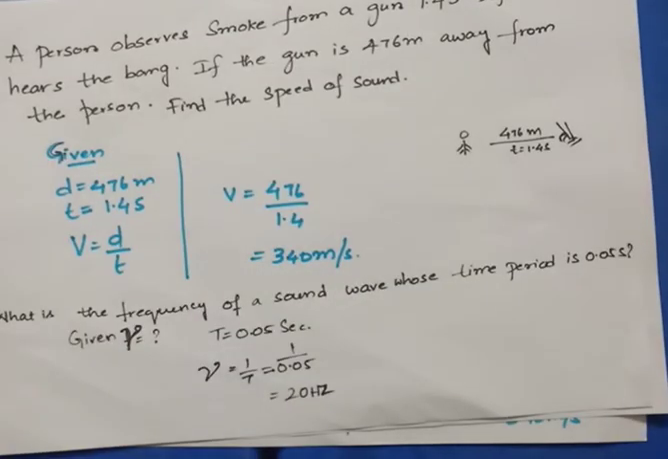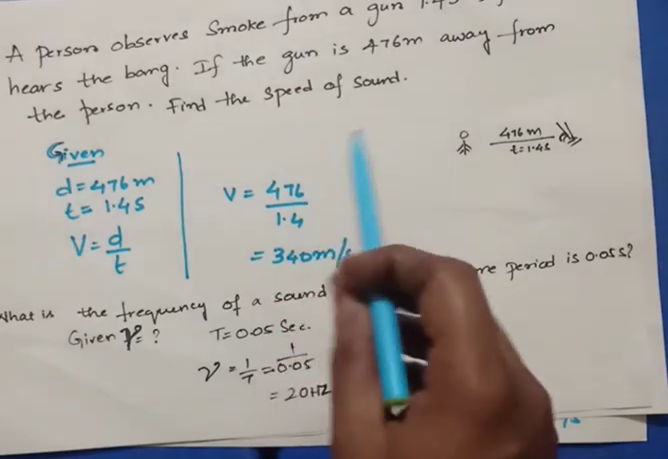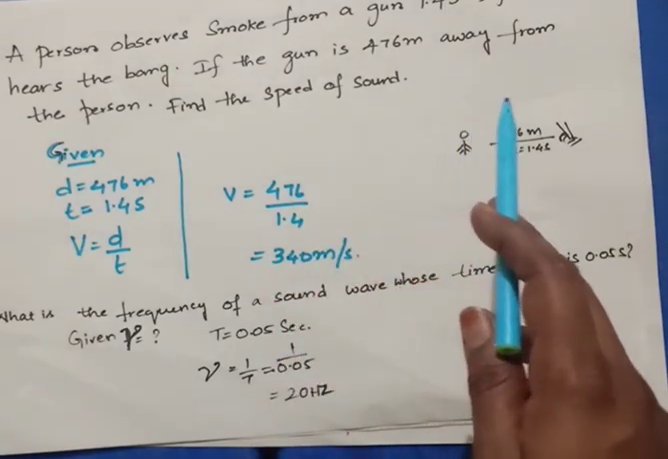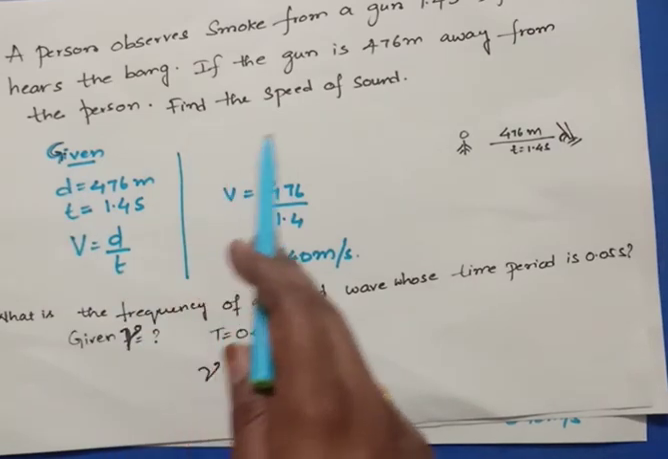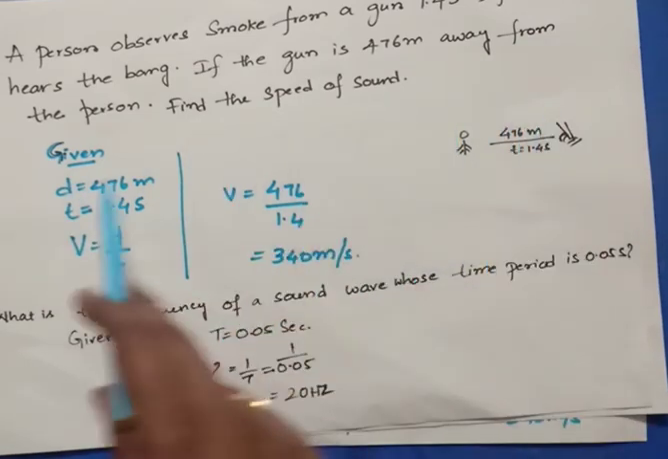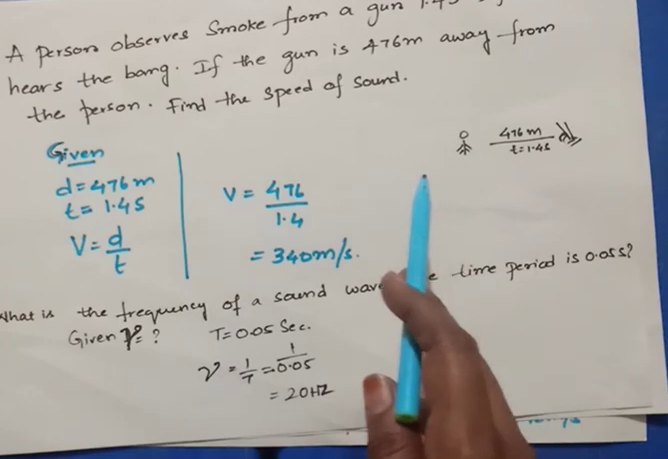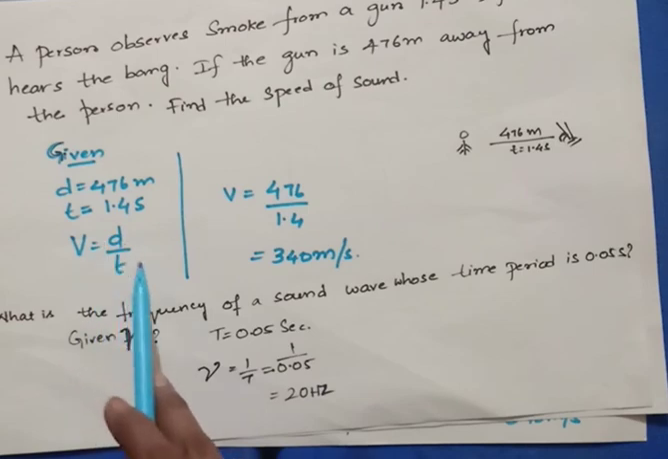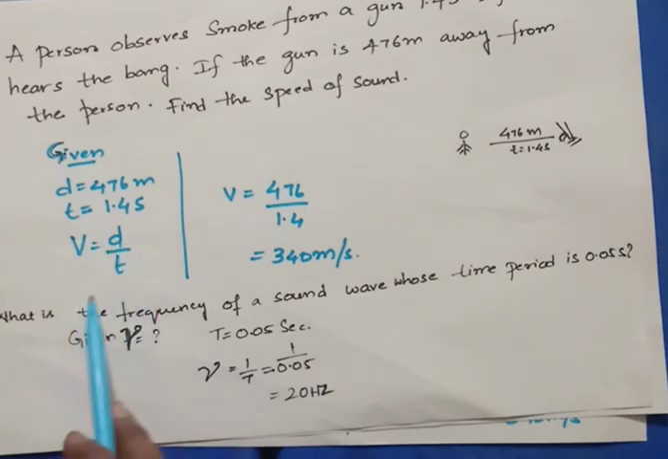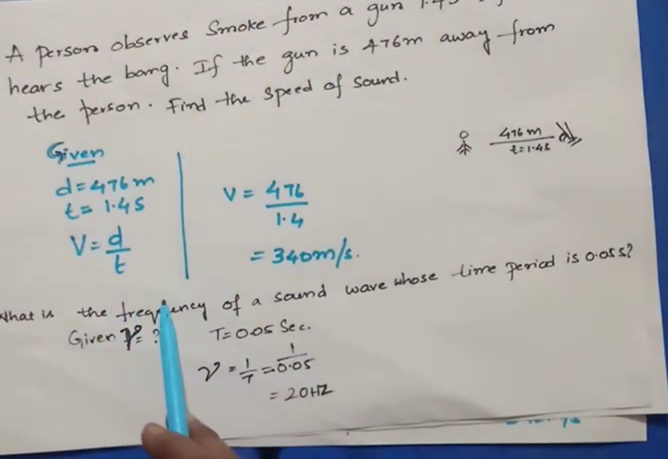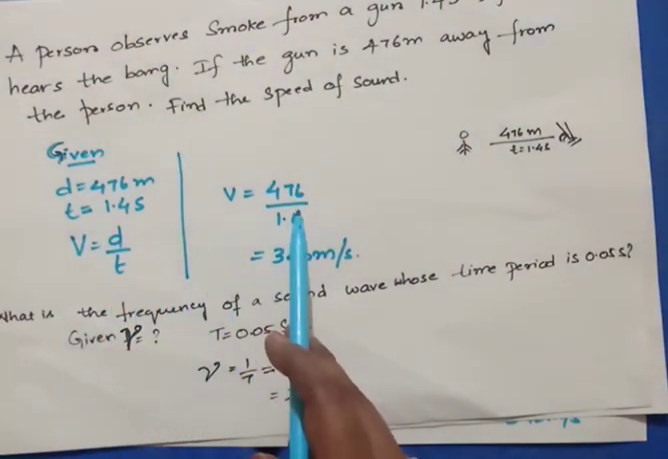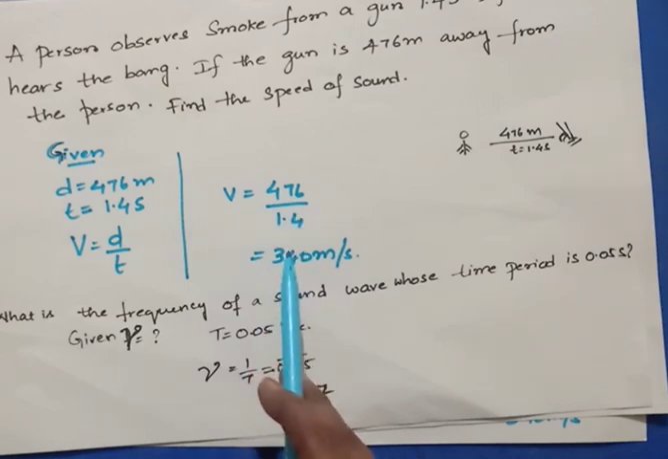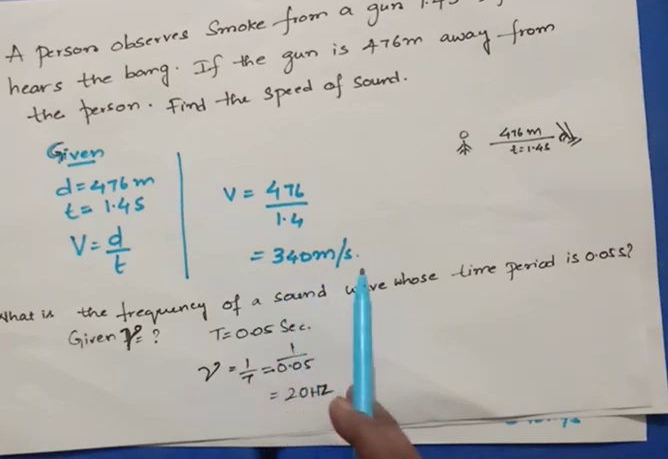Coming to the next problem. A person observes smoke from a gun 1.4 seconds before he hears the bang. If the gun is 476 meters away from the person, find the speed of the sound. So the given is distance, which is equal to 476 meters, time is 1.4 seconds, and we have to substitute in the formula velocity is equal to distance by time. Very simple problem. So distance is 476, time is 1.4 seconds, which gives velocity equal to 340 meters per second.